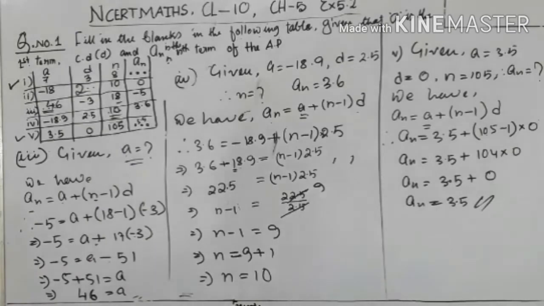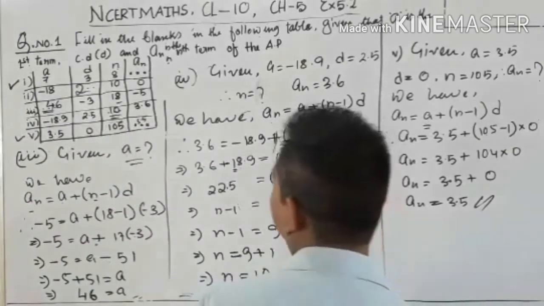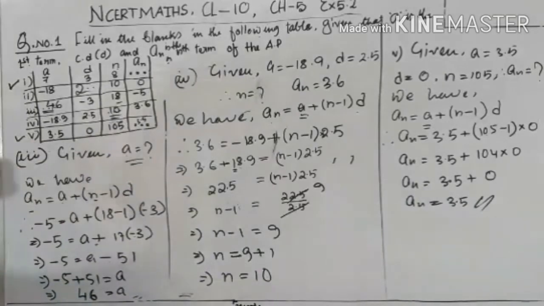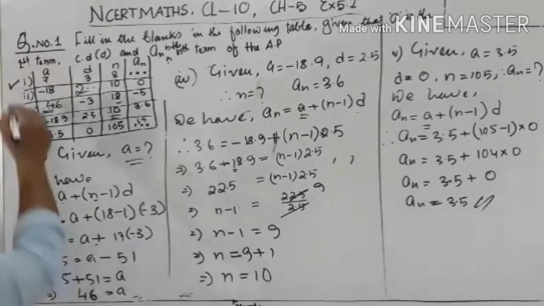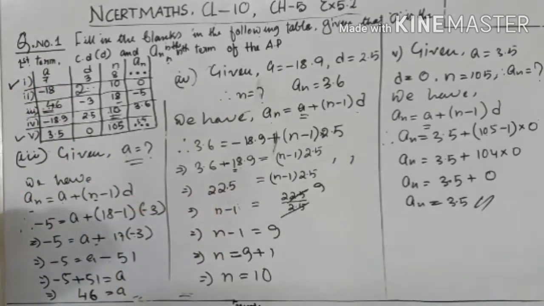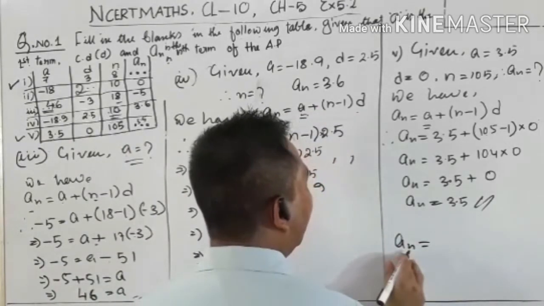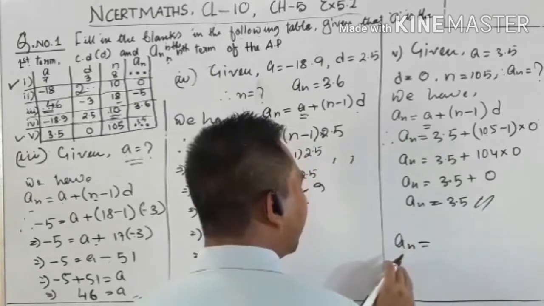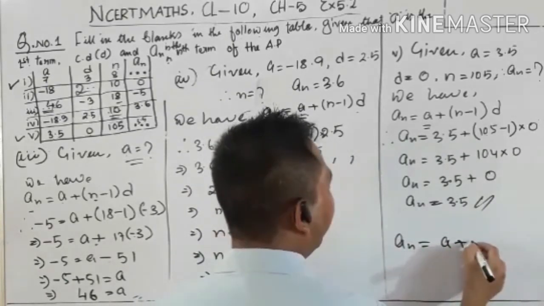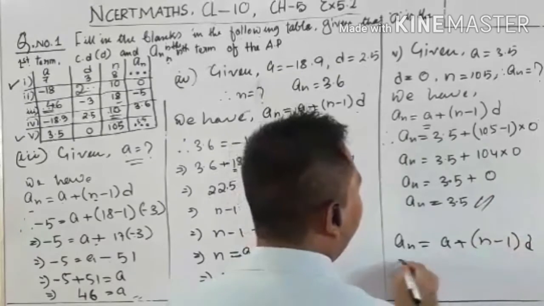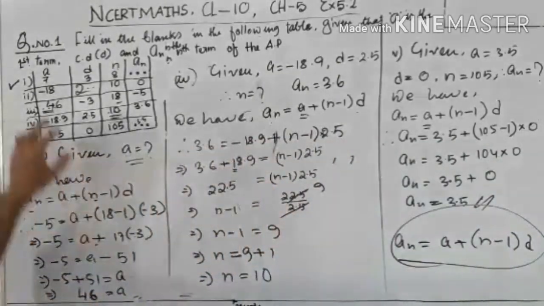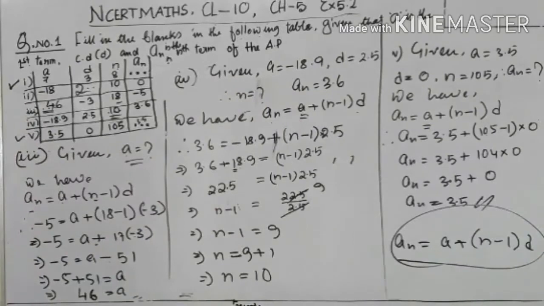Okay, my dear, please pause the video and write it down. Roman number 1 is for you, so you can do it yourself easily. It is very easy, not too hard, right? You just have to know the formula for the nth term, a plus (n minus 1) times d. This is the formula applied here to work out these problems, right?